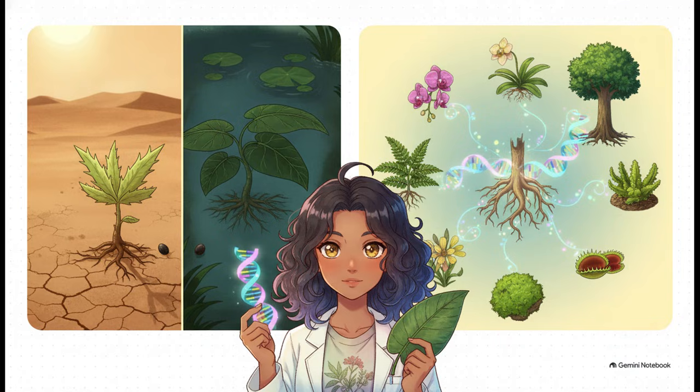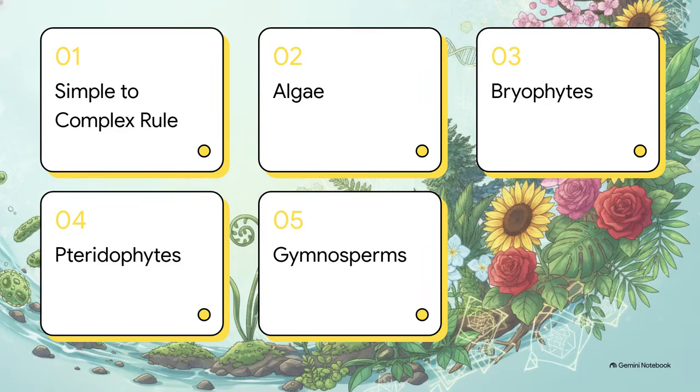So science eventually shifted to the modern phylogenetic system, which looks at genetics and shared evolutionary ancestors, because at the end of the day, genetics just don't lie. So here's our agenda for this explainer. First, we'll cover the classification framework, and next we'll look at the simple to complex rule. Then, we'll journey through algae, bryophytes, pteridophytes, and finally wrap up with gymnosperms.